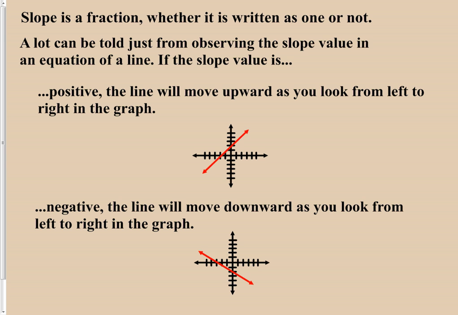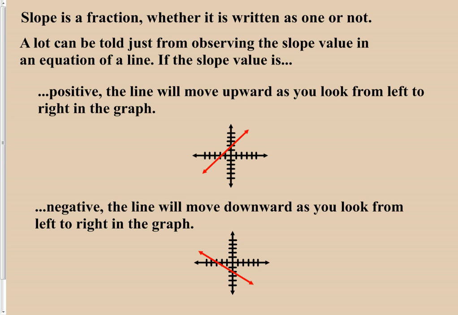Now a lot of information can be told about slope from reading the value. First off, of course, slope is a fraction, whether it is written as a fraction or not. The numerator is referring to the rise of the line. The denominator is referring to the run of the line. So it doesn't do us any good to change slope into a decimal because the fraction is actually needed. We need to know the numerator. We need to know the denominator.